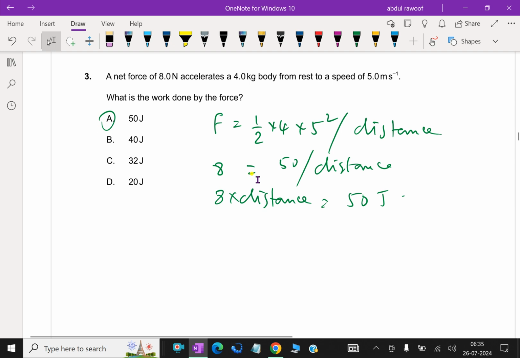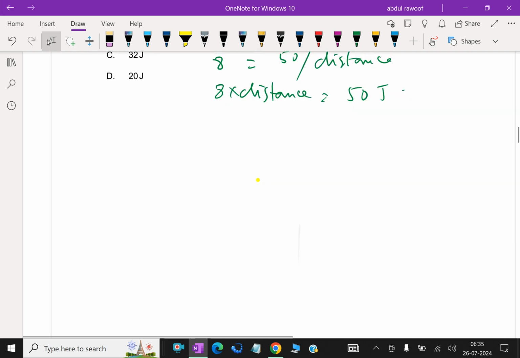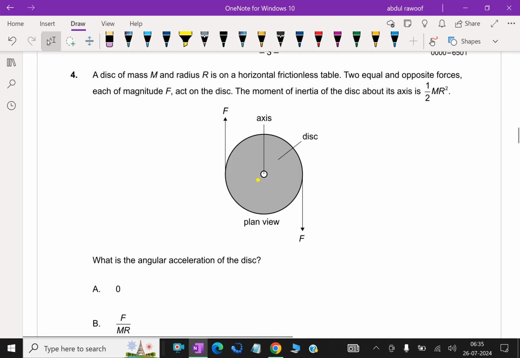Next question. Question number 4. A disk of mass m and radius r is on the horizontal frictionless table. Two equal and opposite forces, each of magnitude F, act on the disk. The moment of inertia of the disk about its axis is half mr square. What is the angular acceleration of the disk?